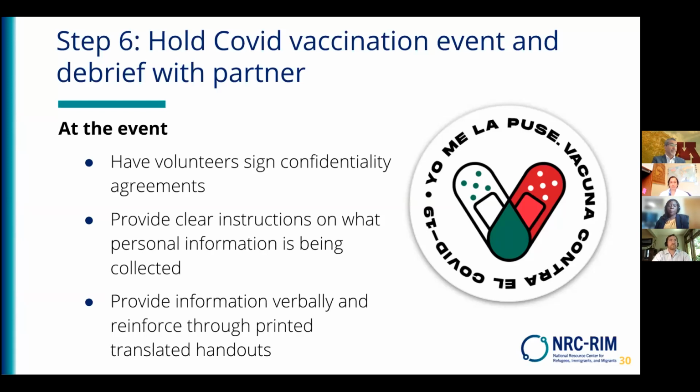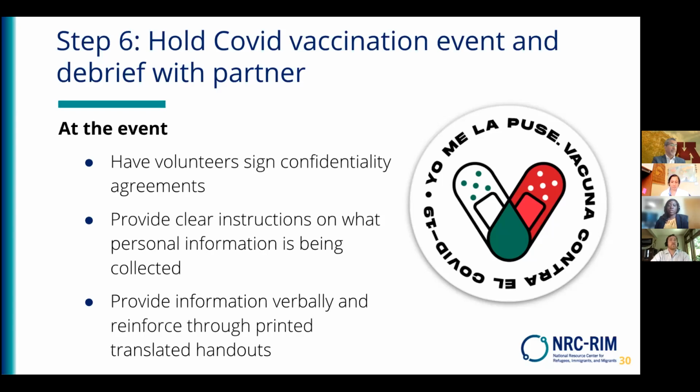To the volunteers from your team and the community partners, provide clear instructions on what personal information is being collected. Some of it I shared previously, like name and age, and also just being aware of how the personal information is perceived, especially in the RIM population that we are dealing with. So volunteers from your team should know what information is being collected and be able to provide that information.